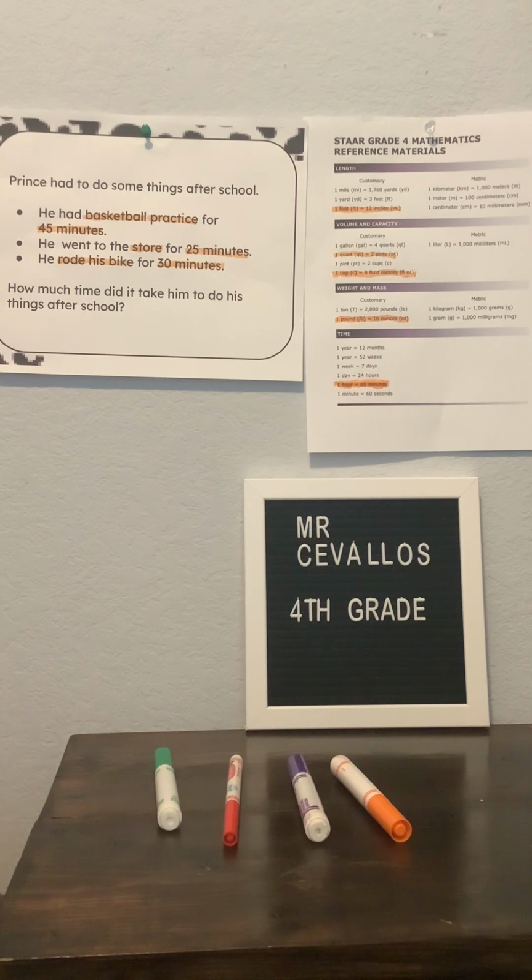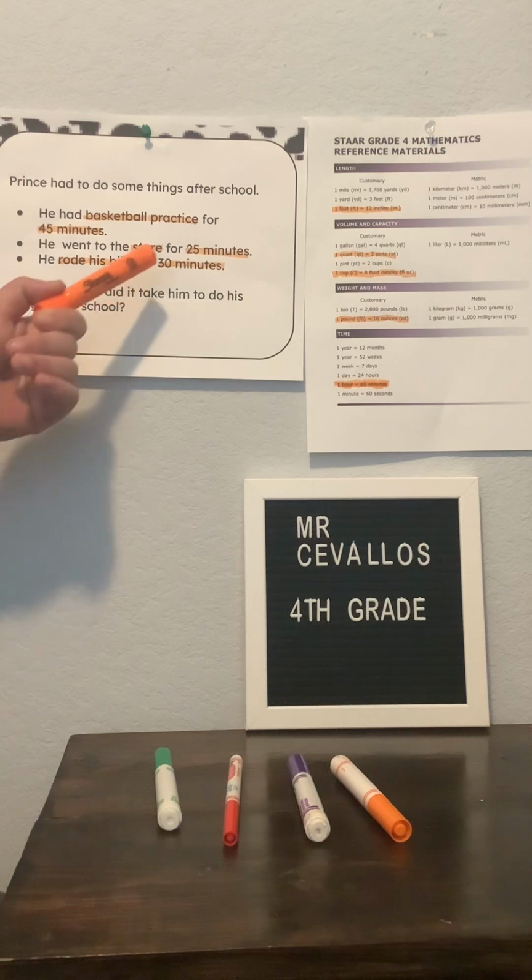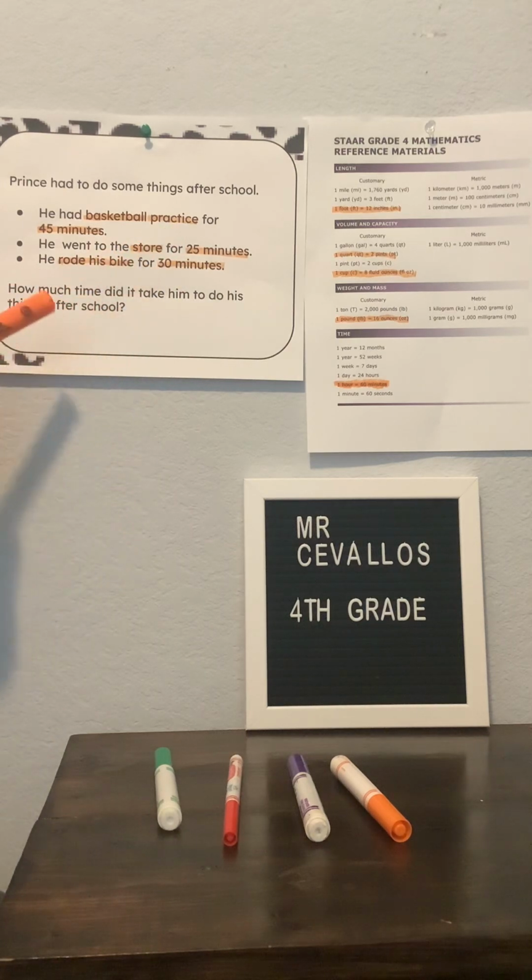Well, first things first, we just need to add. We're going to add 45 minutes plus 25 minutes plus 30 minutes, because that's how long it took Prince to do his things after school. Cool, let's do it.